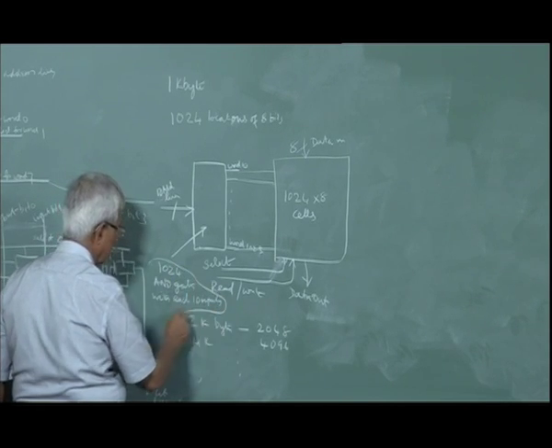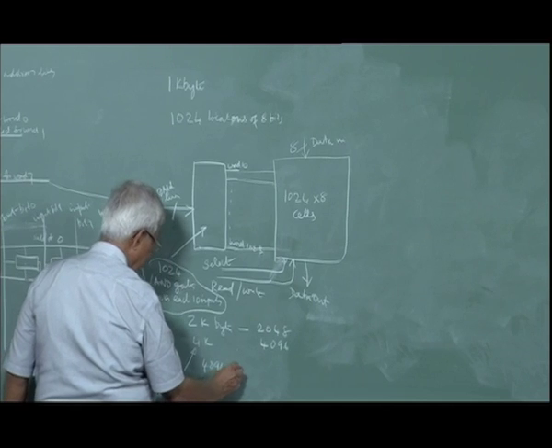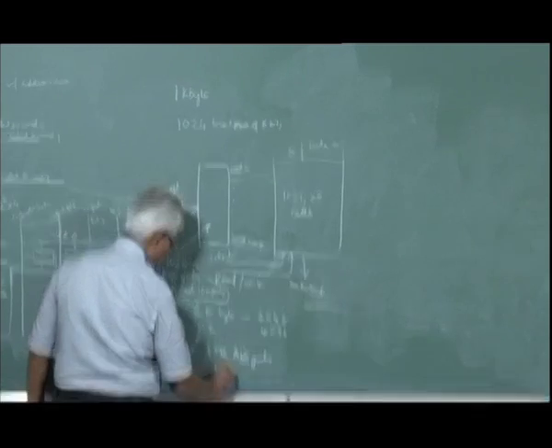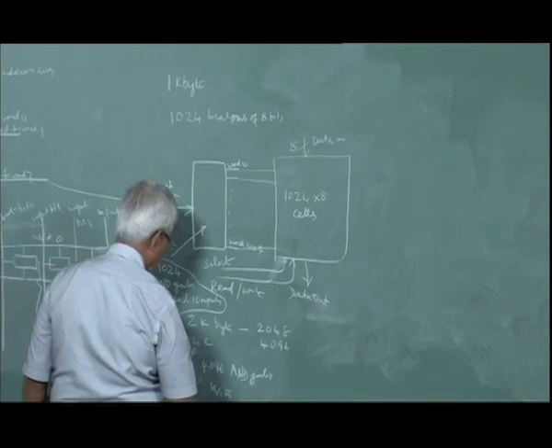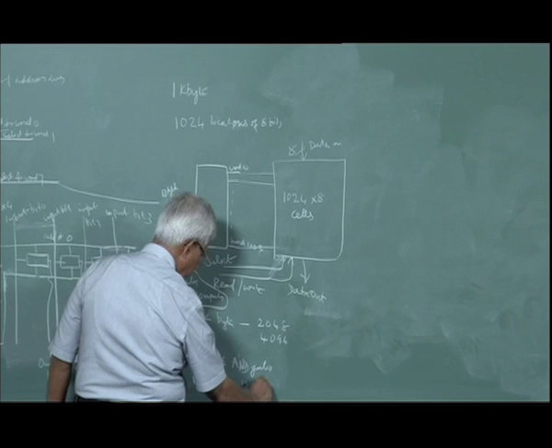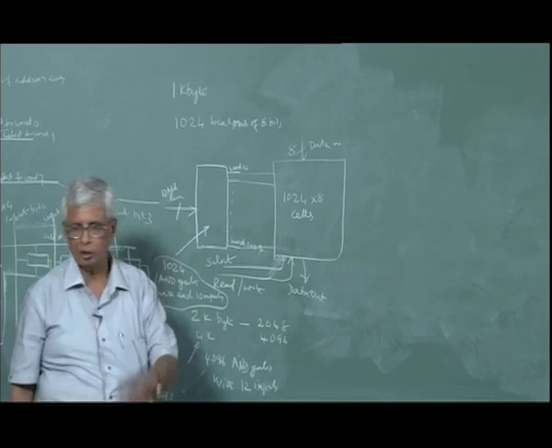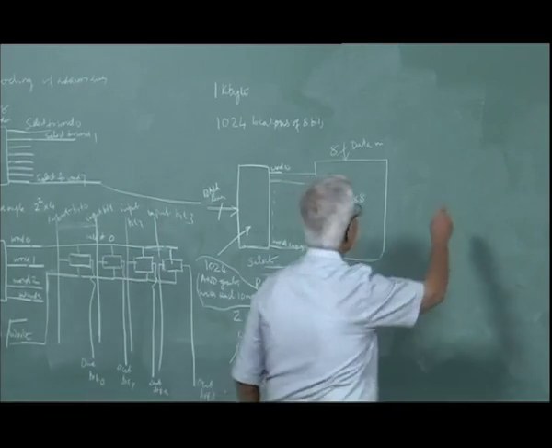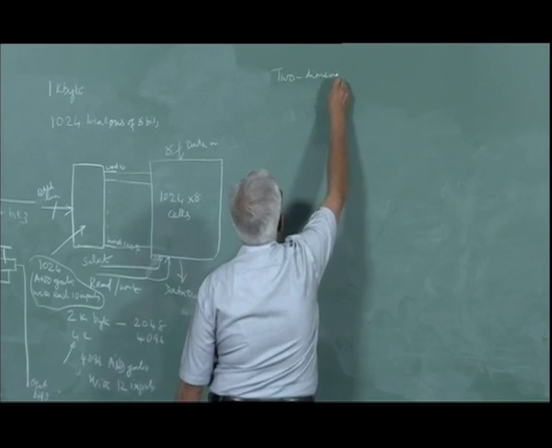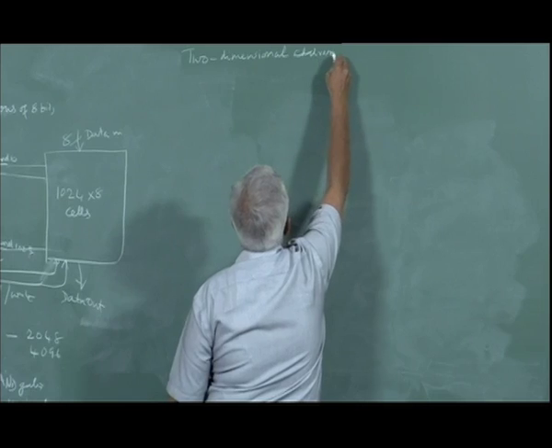This is too much. This will require, for example, 4096 AND gates with 12 inputs. This goes on and on. To avoid this, we have what is known as a two-dimensional addressing. You split this into two.